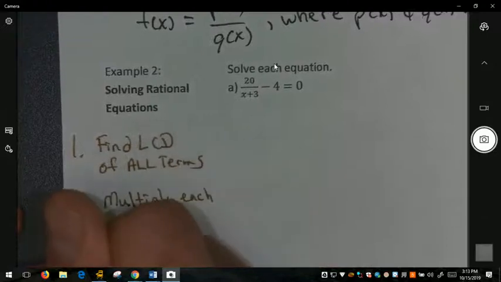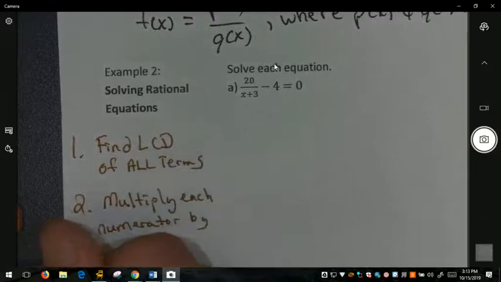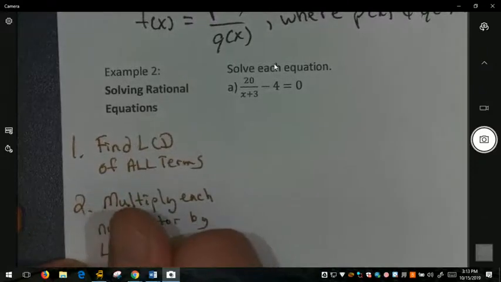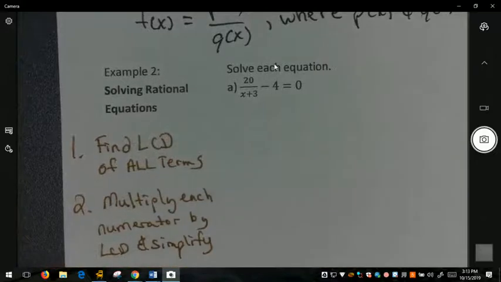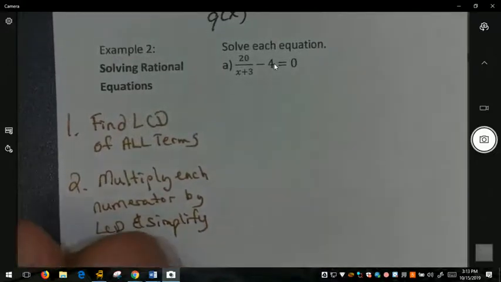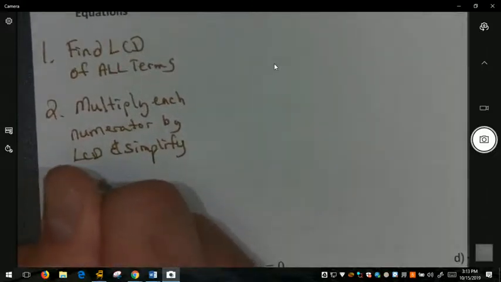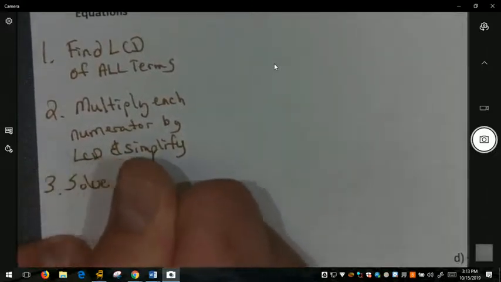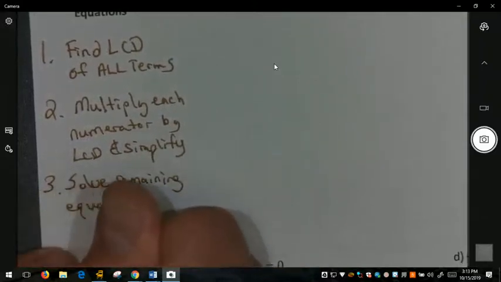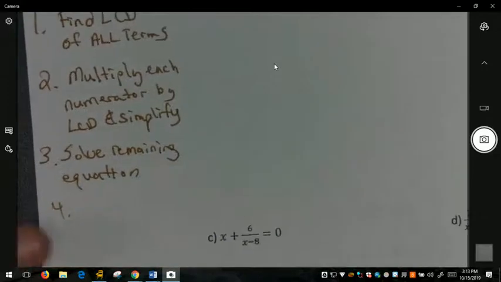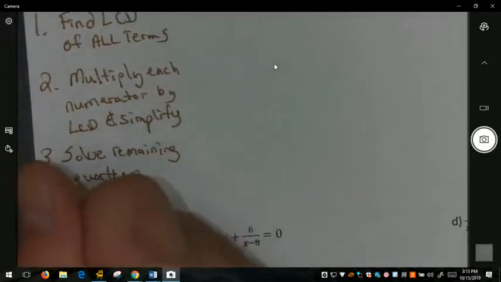So we're going to multiply each numerator by the least common denominator and simplify the fraction. Our third step will be to solve the remaining equation. And our last step, very important, check for extraneous solutions.